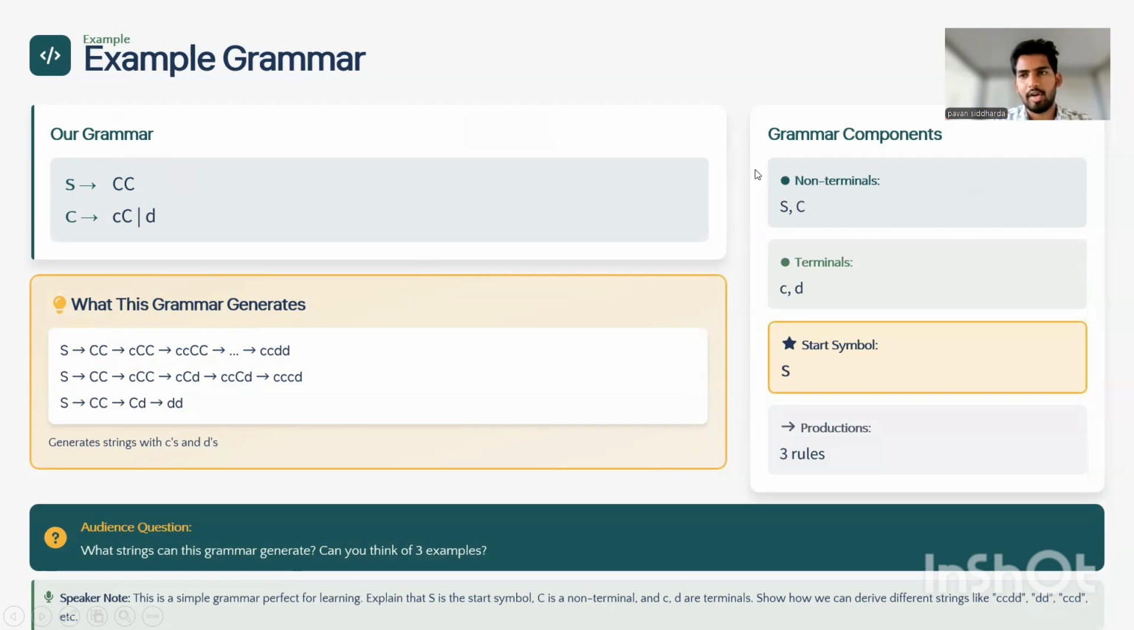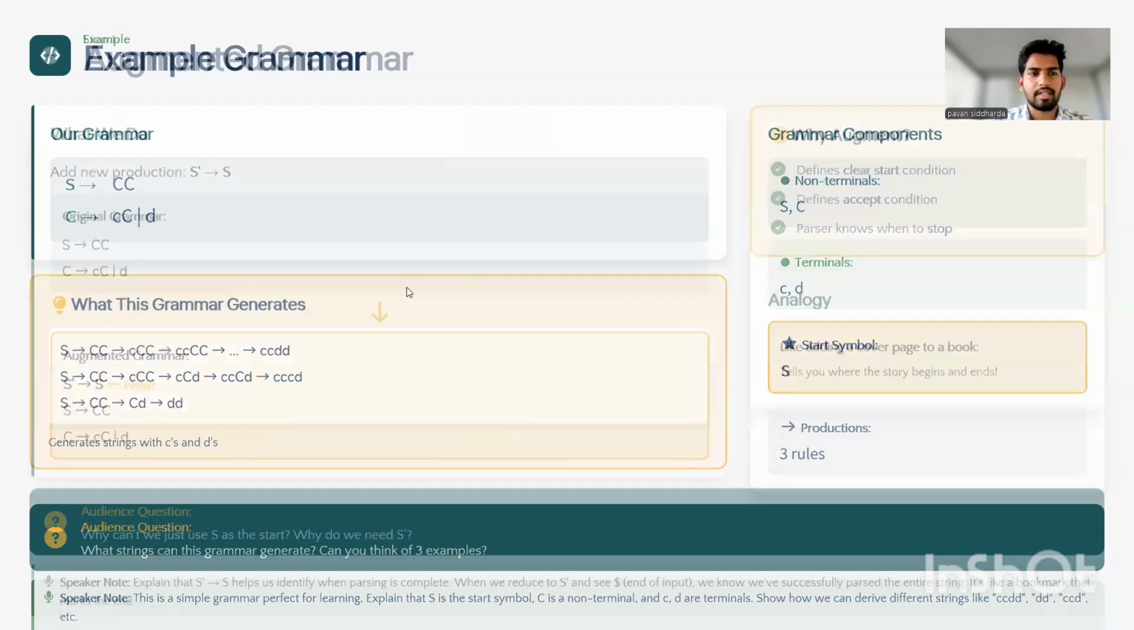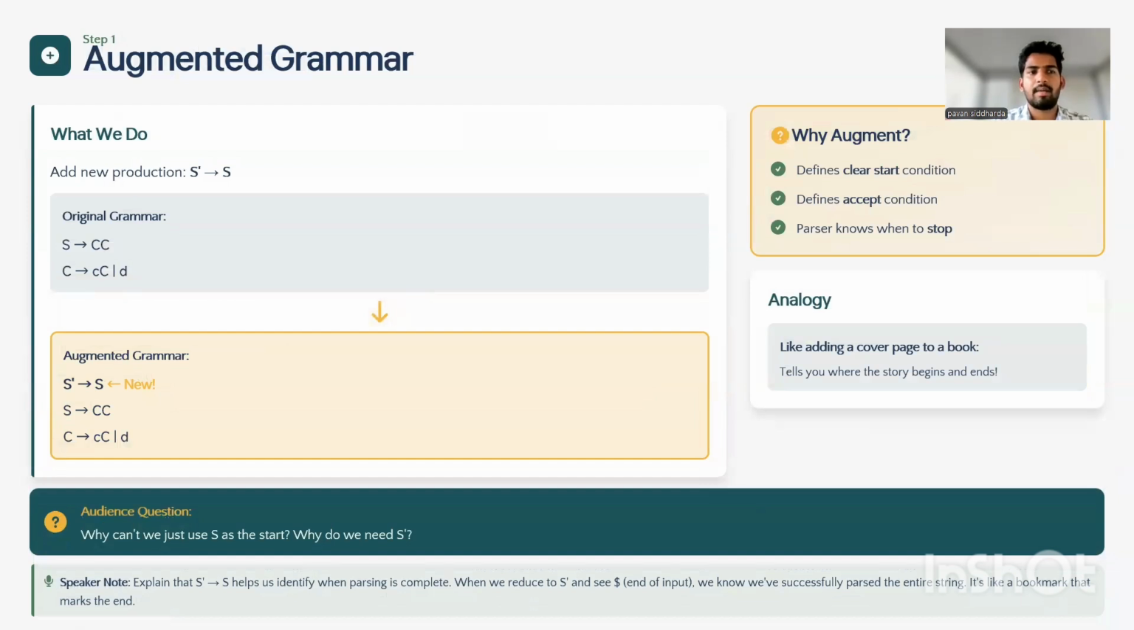So where capital letters are non-terminals, we know that, and terminals are c and d, and the start symbol is S. The number of production rules is 3. So these are the possible strings generated by this grammar. Next step is the augmented grammar.